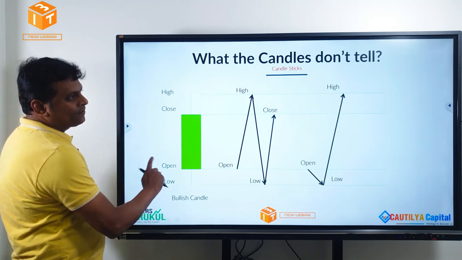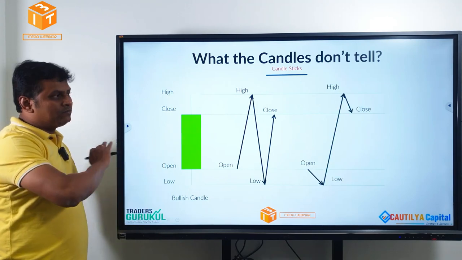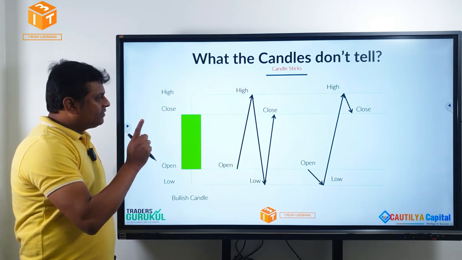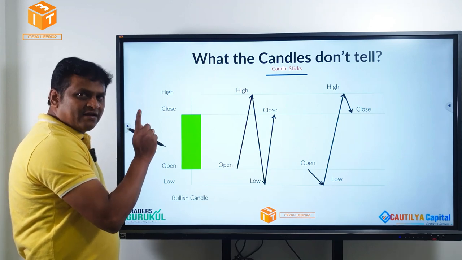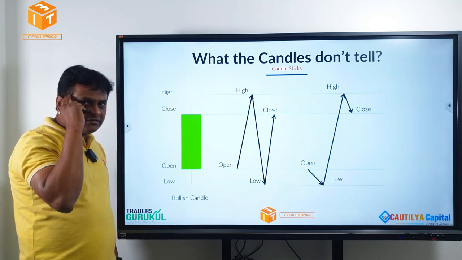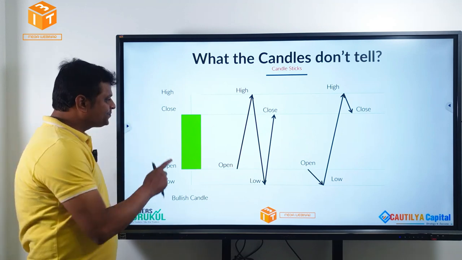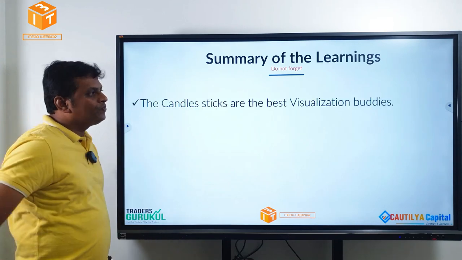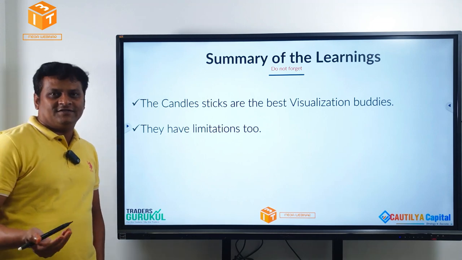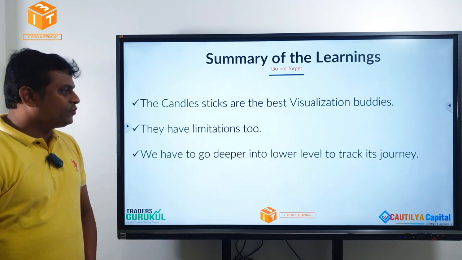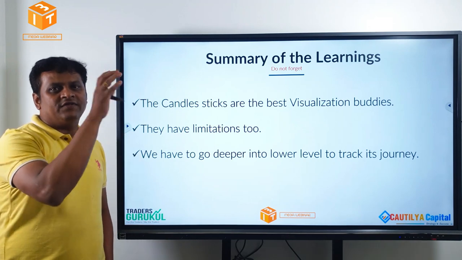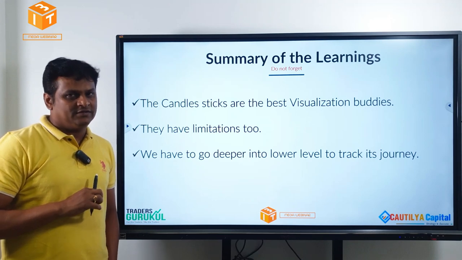See, either it can go this path or that path, both paths same candlestick. The color, the dimension, the design of the candlestick never changes. This is one of the biggest limitations of candlesticks. So they are the best visualization buddies, but they also have limitations. We have to go deeper into lower time frames to track the path of the candlestick and its subsequent journey.